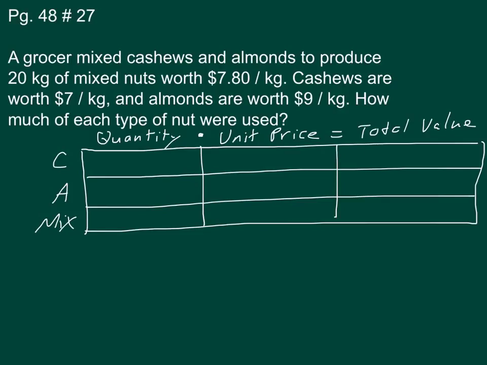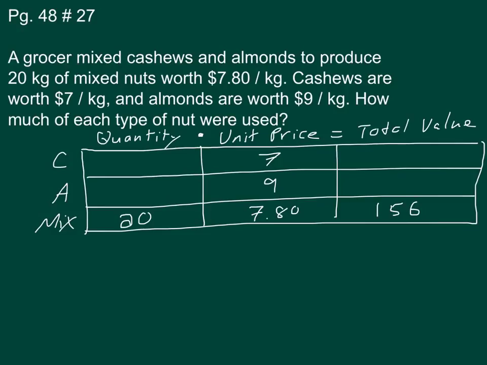I know that I have 20 kilograms of the mix. I know that the unit price of cashews is $7 a kilogram, almonds is $9, and I want $7.80 as the unit price for the mix. Now, using the relationship up on top, which is a multiplication, I do 20 times 7.8, and I get a total value of $156.